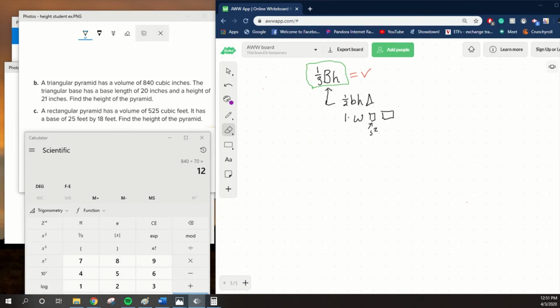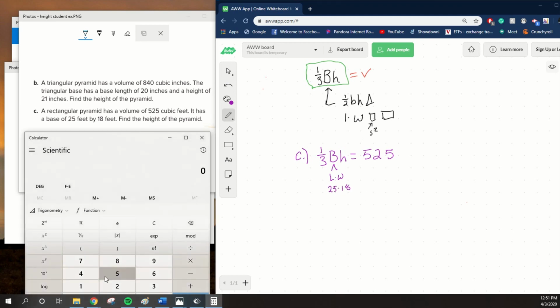Let's go ahead and go over C. So in problem C, we see that it asks a rectangular pyramid has a volume of 525 cubic feet. It has a base of 25 feet by 18 feet. Find the height of the pyramid. So we know I have a rectangular pyramid. And if it helps to draw a picture, go ahead and do so. I'm just going to work with the information given though. I know that 1/3 times my base times my height is going to equal that 525 cubic feet. I know that this base is broken down by length times width. And I know that the base is 25 by 18.